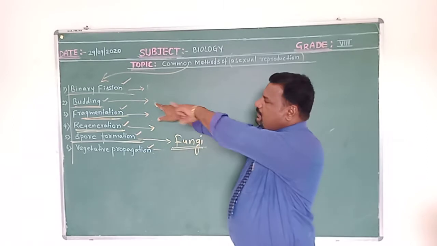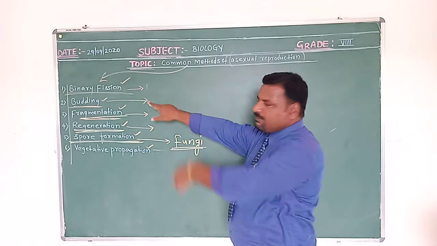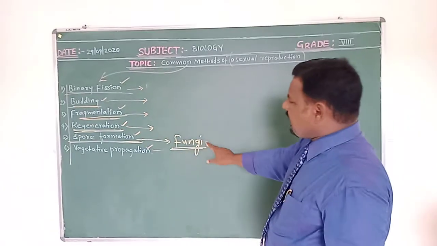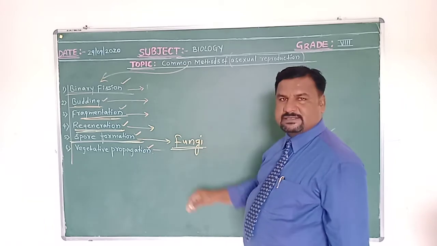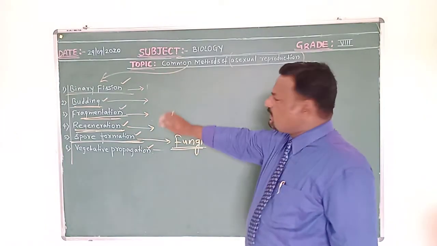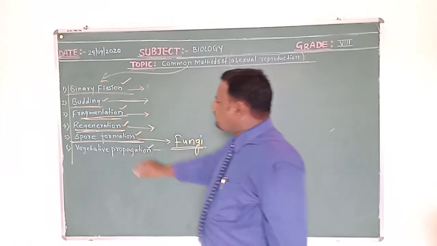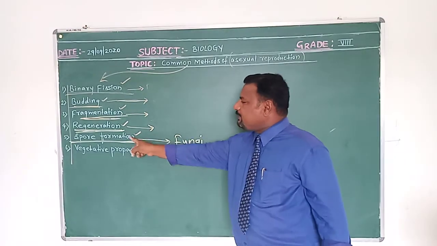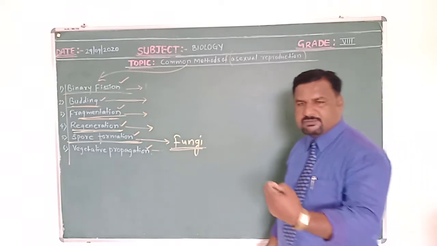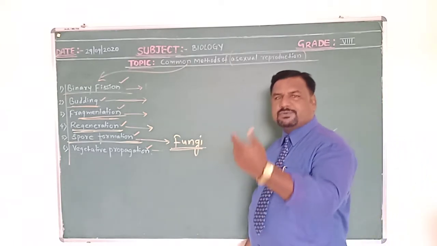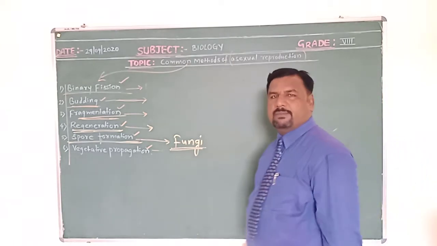But yeast is reproducing by which method? Budding. What about other multicellular fungus other than yeast? Yeast is a unicellular fungus which reproduces by budding. Other fungus reproduces by the spore formation method. In spore formation, the fungus will produce spores during favorable conditions.